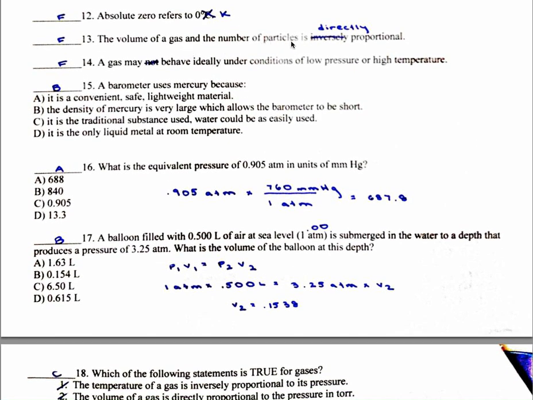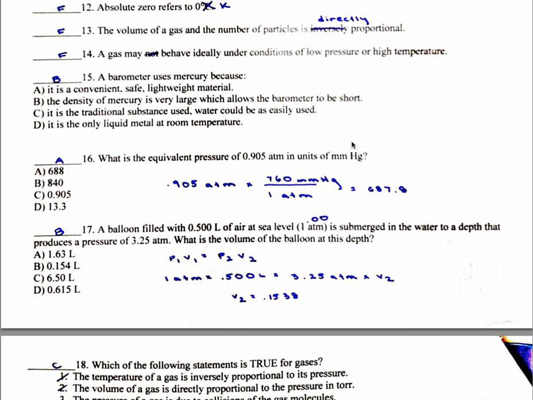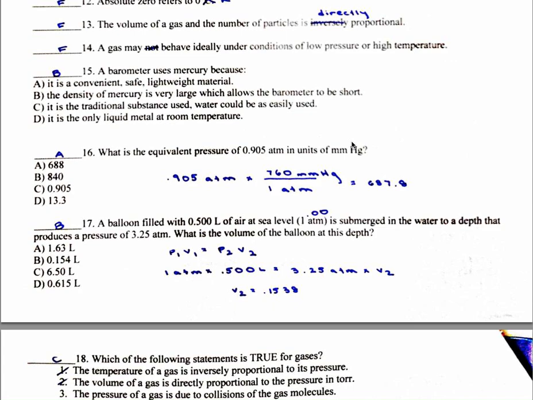13, the volume of gas and the number of particles is directly proportional. Okay, so just think about it. If you increase the number of particles, the volume is going to increase, which means they're directly proportional. We didn't actually go over Avogadro's law for that, but you don't really need it. It's just kind of common sense.